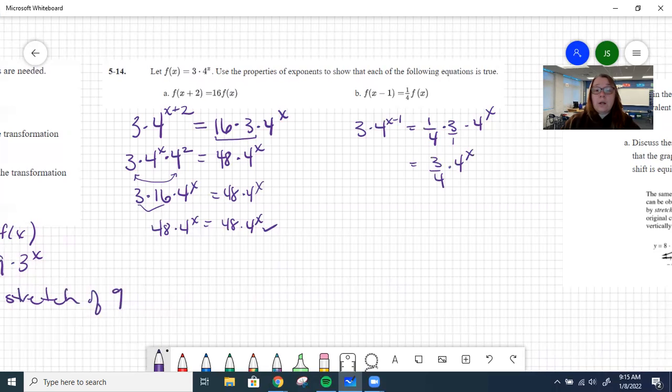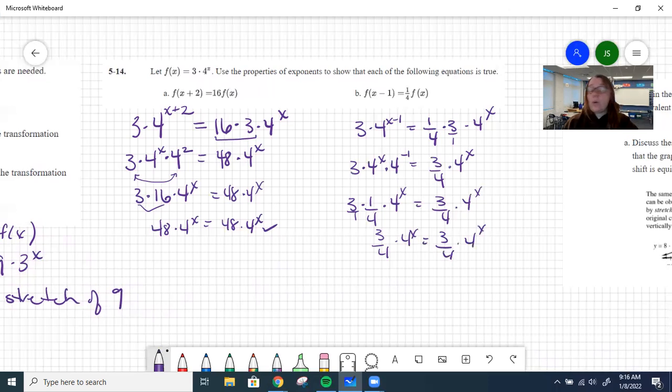And then over here, I'm going to split this, right? So instead of 4 to the x minus 1, I'm going to think of it as 4 to the x times 4 to the negative 1 power. So then I would have 3 times 4 to the negative first, which means 1/4. And I'm just reordering things so that I have my constants next to each other. And then that's 3/4 times 4 to the x equals 3/4 times 4 to the x. So I've shown that they're equivalent.